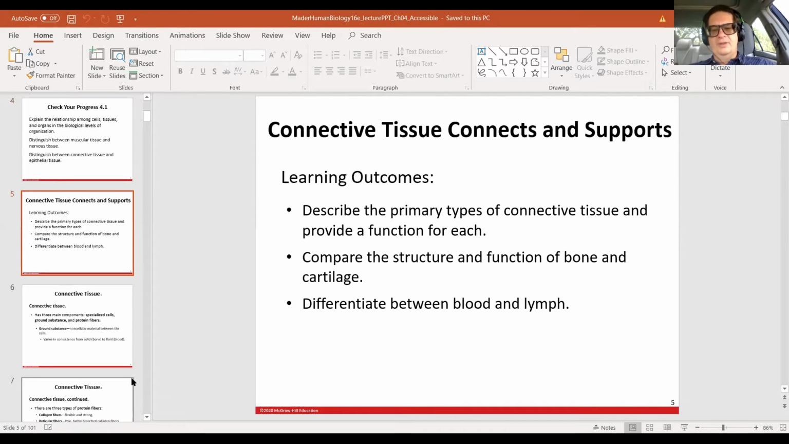Bone is going to be more heavily, it says compare the structure and function of bone. I'll definitely want you to know that bone is ossified. Bone is tough. When I say ossified, I mean it's full of calcium. It's tough. Cartilage tends to be flexible, and some of it, the elastic cartilage, is extremely flexible, but it's lighter weight and it's more flexible.